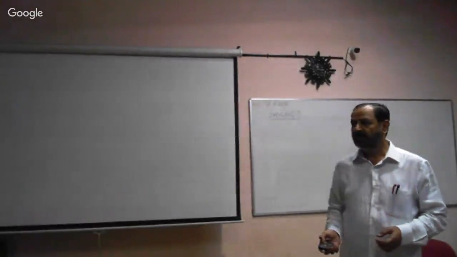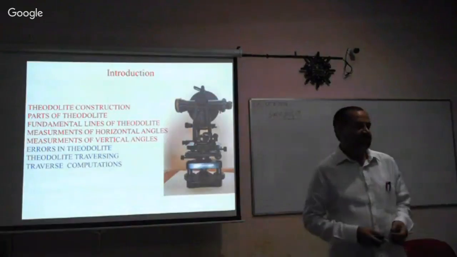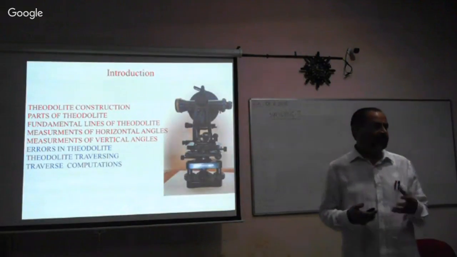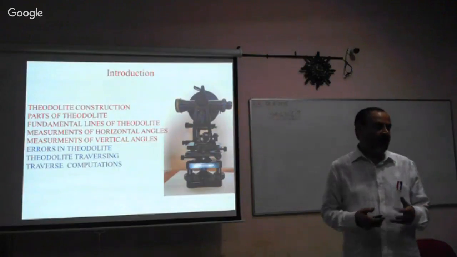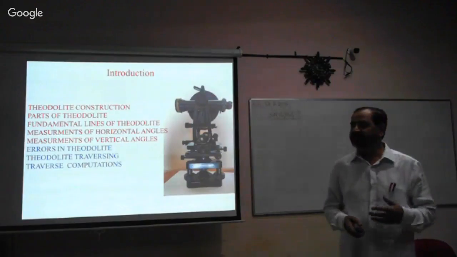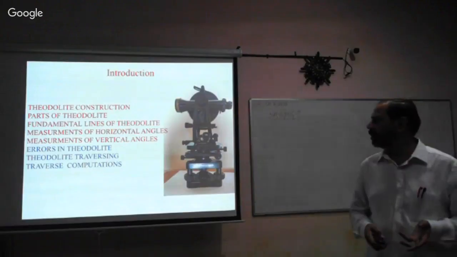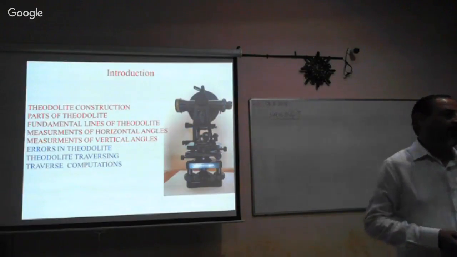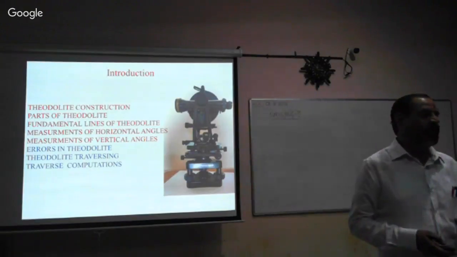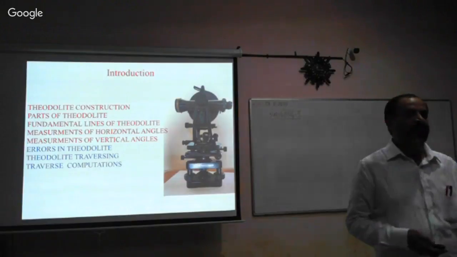Now till now we have discussed the theodolite, its parts and their fundamental lines, measurement of horizontal angles, measurement of vertical angles, and also we have discussed the survey lines, that is traversing.